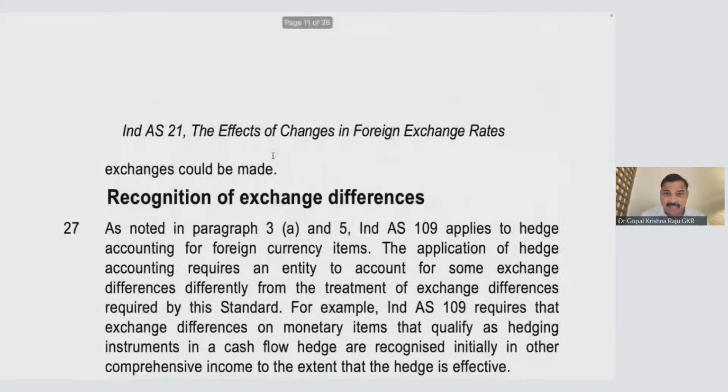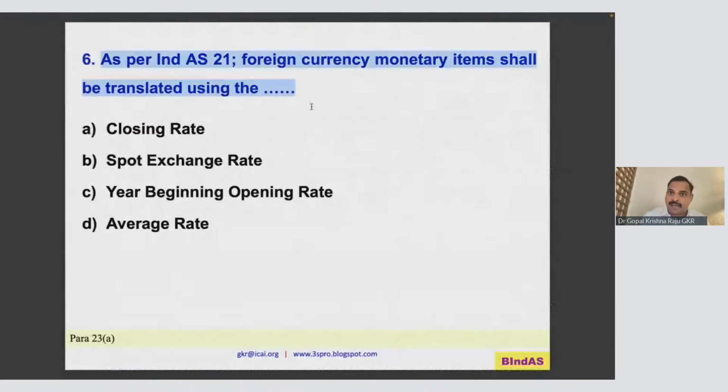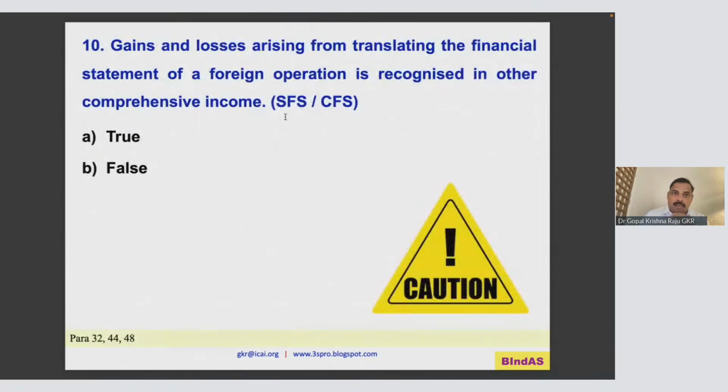recognition of exchange difference. Okay. Coming to this next one. So here, as per this, foreign currency monetary items shall be translated using spot exchange rate, not average rate, not beginning or opening, but closing rate. Okay. So 6A. Now, I will take you to the next question.